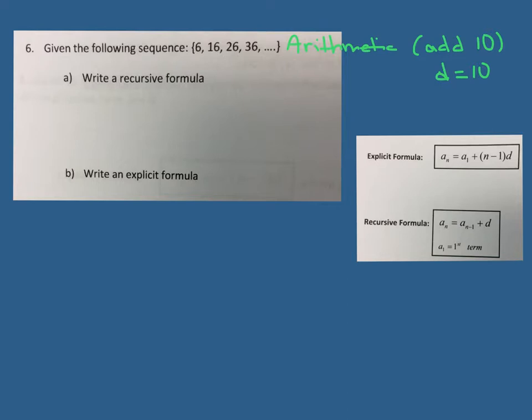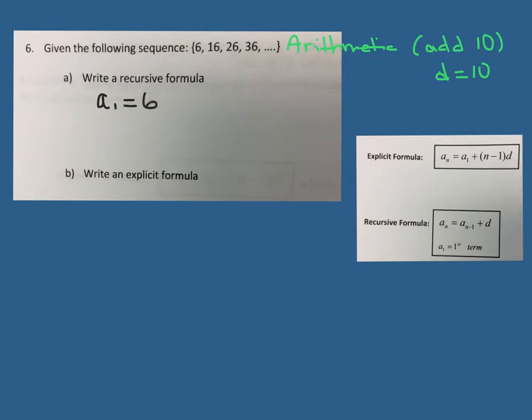Okay, so for part A, they ask us to write the recursive formula. Down over here, I just put the general formulas for any arithmetic sequence. So the recursive is right here. Now, I usually start off writing a sub 1. I know that's at the bottom of our formula right here, but I usually put that first. So a sub 1 is our first term. And we can see that right here, our first term is 6. So let's write a sub 1 equals 6.